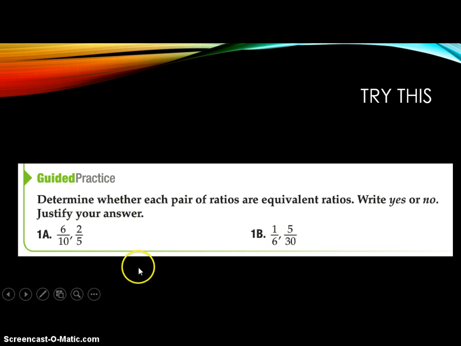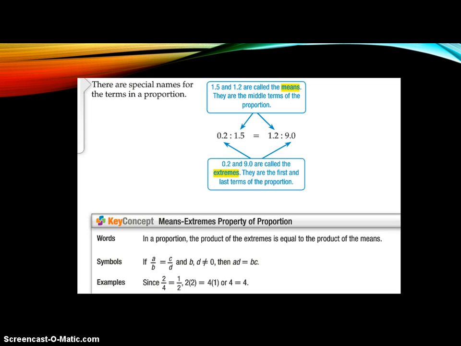Now, I'd like you to try. This is the first of 8 problems that you're going to do for this video. You only have to try these guided practice problems. So tomorrow when you walk in, I'll be looking for 8 problems. This one has 2. So I want you to tell me whether or not these two ratios are equivalent and these two ratios are equivalent. So you can pause the video and give those two a shot. And we're going to move on.